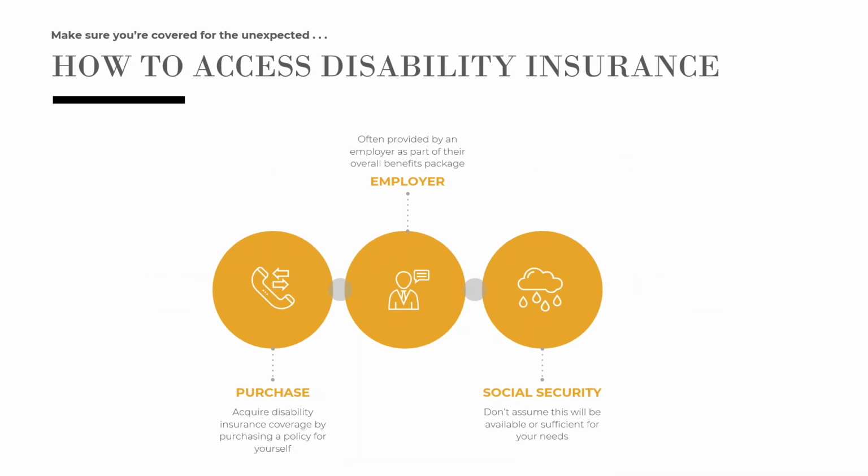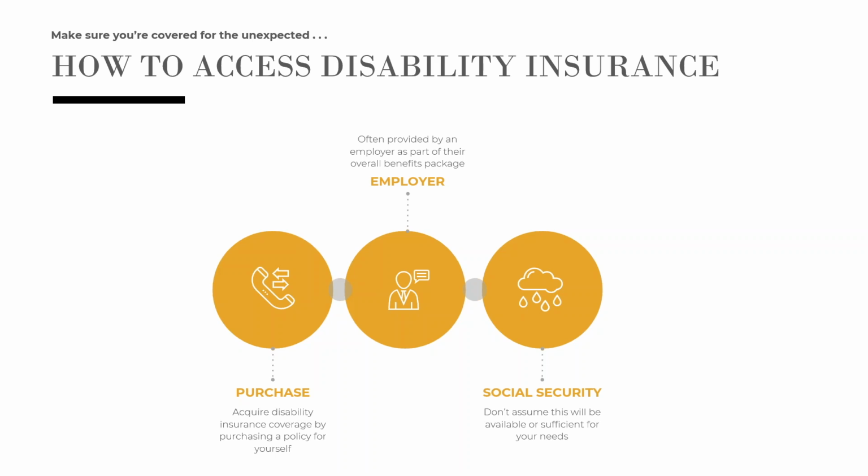How do you do it? As I said, you can have some coverage through your employer. Typically it covers a portion of your comp. It's not going to cover all of it. You can buy your own policy. I submit to you that that's one of the best things that you can take away from this presentation today: to contemplate buying yourself a disability policy.